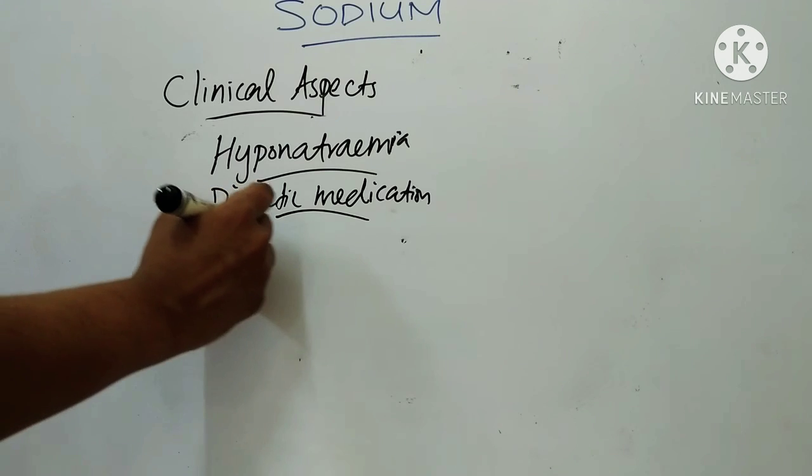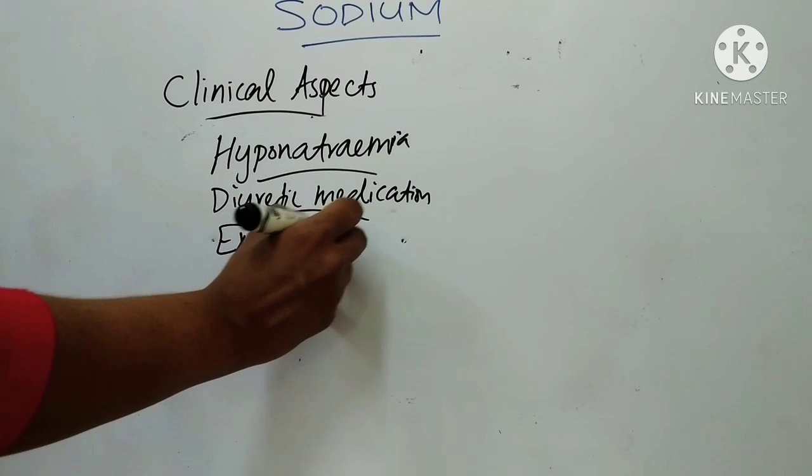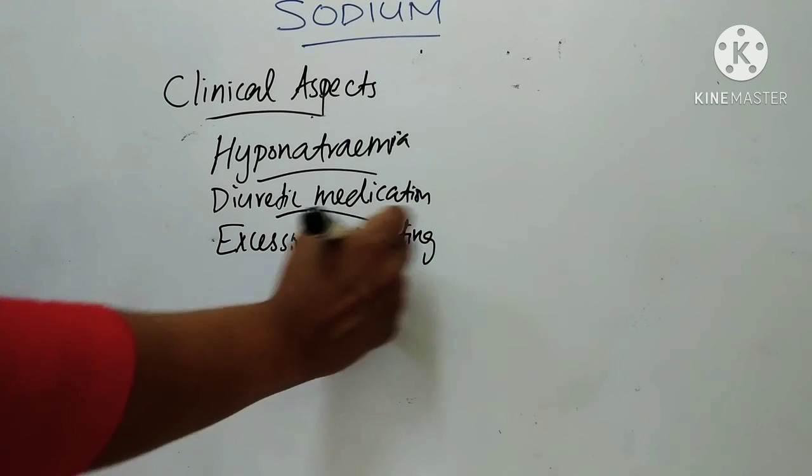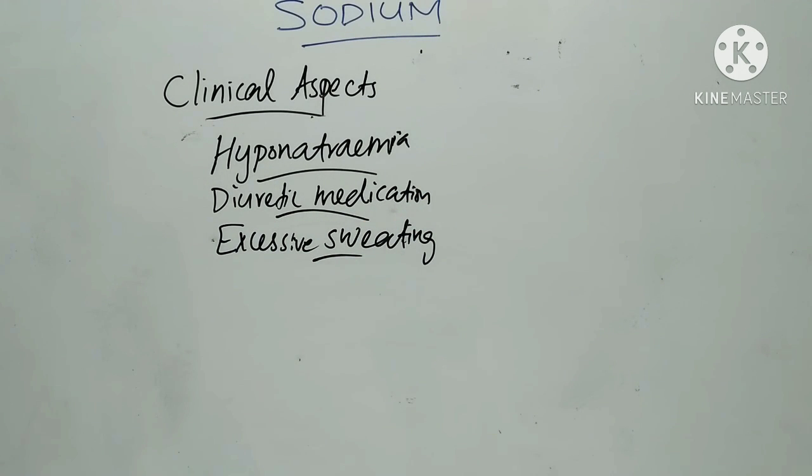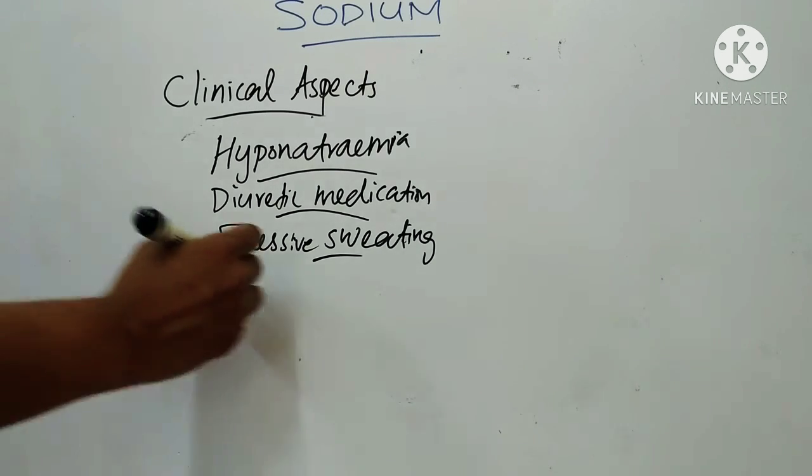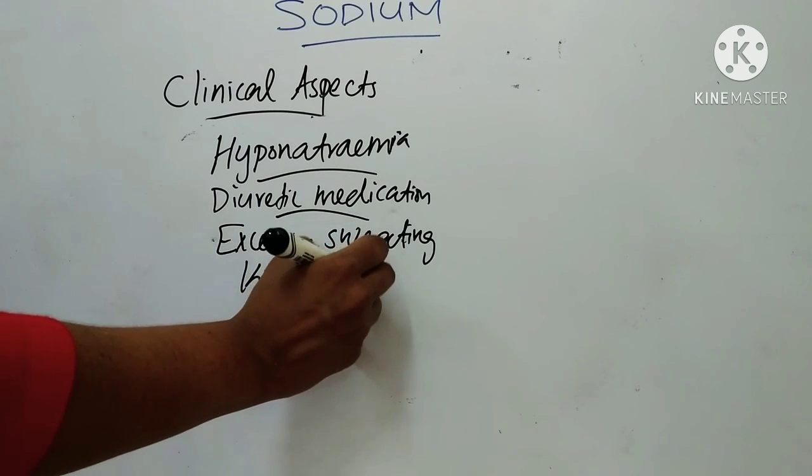Next one is excessive sweating. Here there is loss of fluids of high sodium, potassium and chloride content, like sweat, but they are replaced by salt deficient fluids such as water by mouth or glucose solution by IV. This causes hyponatremia.